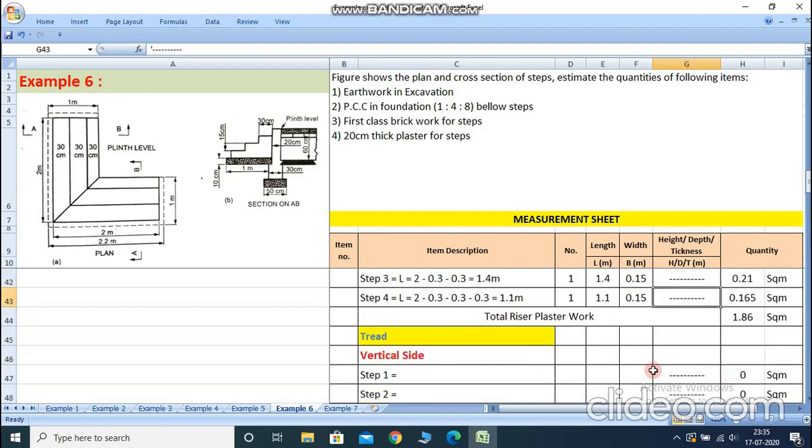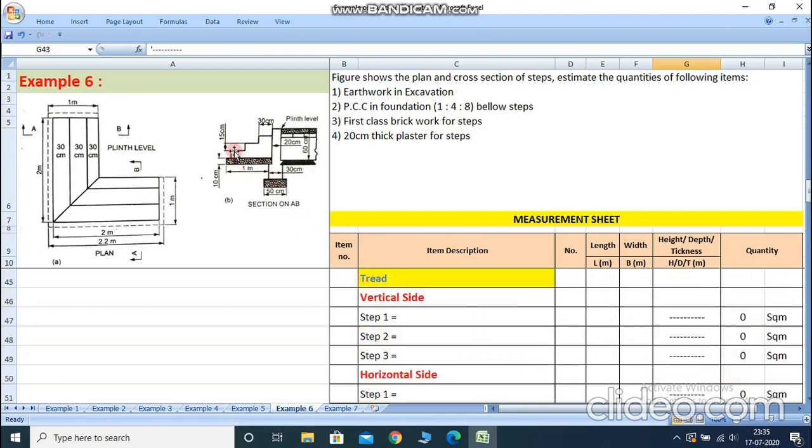Now we calculate for the tread. So what is a tread? So see this cursor point. When we rest our foot, it is called a tread.